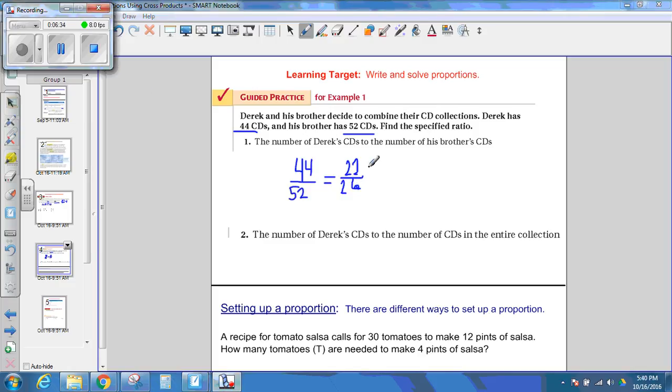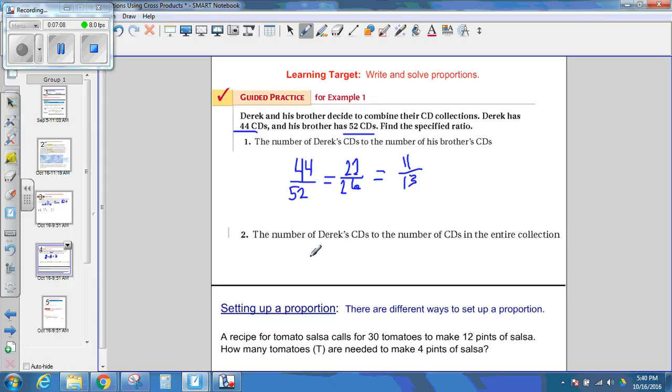So here you might notice, oh, 22 over 26, I'm done. Nope. Once again, you have to get your fraction in simplest form. Right away, I should have divided by 4 if I wanted it to be in simplest form. So I'm just going to divide by 2 again, which is fine. 22 divided by 2 is 11, and 26 divided by 2 is 13. If I would have divided by 4, I would have got to 11/13. So this means 11 CDs of Derek's to 13 CDs of his brother's. There's our ratio.